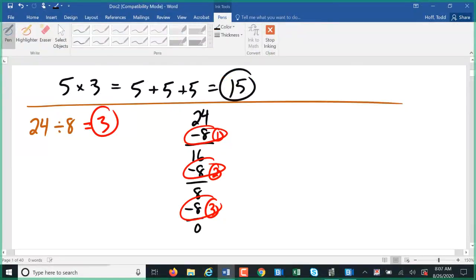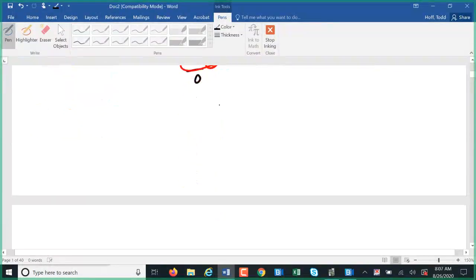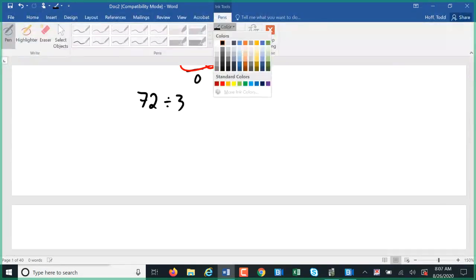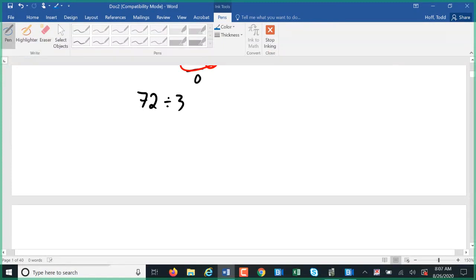Well, that process of repeated subtraction is fine, except a little tedious if we get into a longer problem. If I have something like 72 divided by 3, let me move this over a little bit. I'm not going to start subtracting 3 from 72. That's going to take a while. But what I can do is this. I can subtract a bundle of 3s. How big of a bundle?